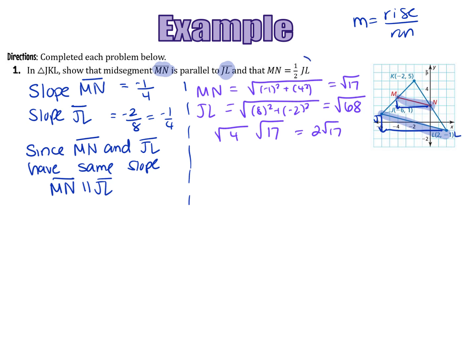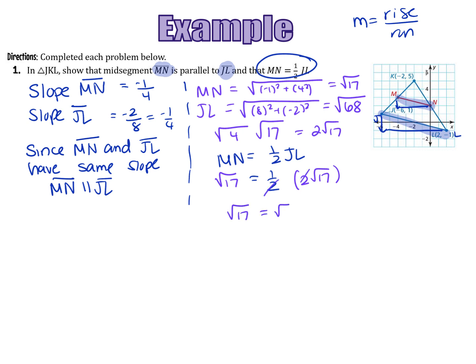So we are looking at this statement here. MN, we're trying to show, is half of the length of JL. So let's plug in what we know. We know that MN is root 17. And we know that JL is 2 times the square root of 17. 1/2 times this 2 is going to divide out. So we end up with root 17 is equal to root 17, which is true. So we have now shown both of these statements using our given diagram.